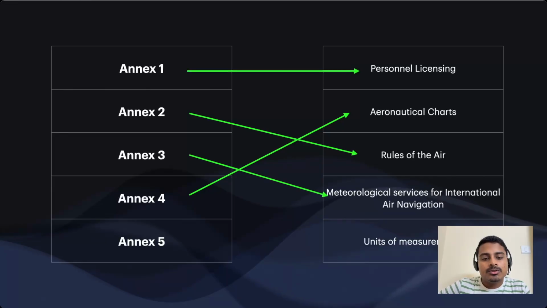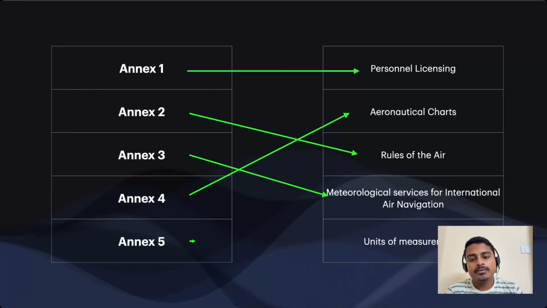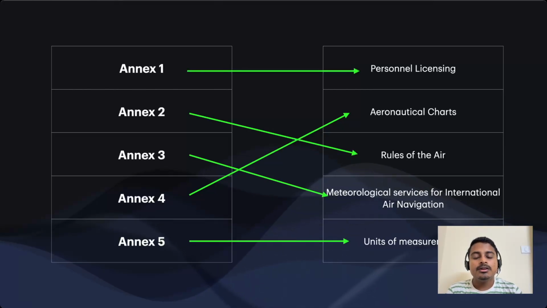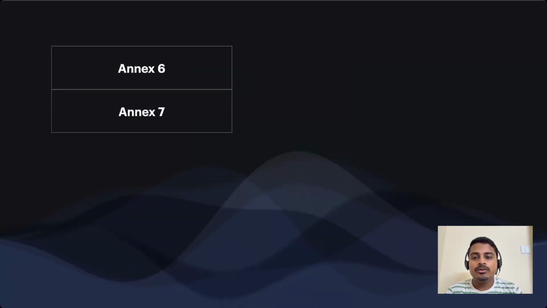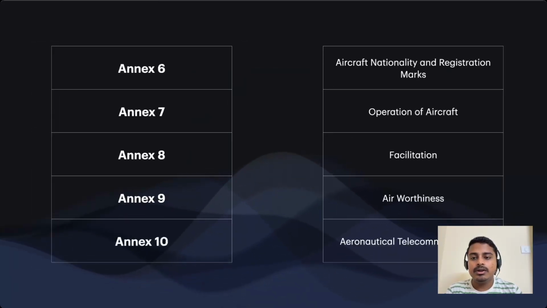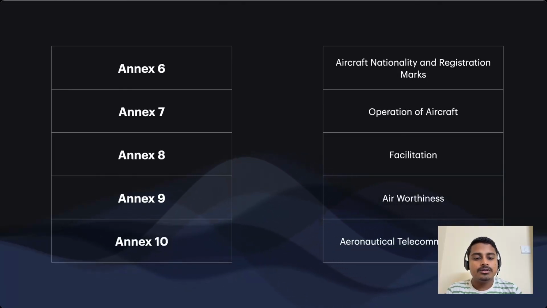Annex 3 talks about the meteorological services for international air navigation. And then Annex 5 talks about the units of measurements. You need to remember all these annexes. There are a total of 19. You have to remember all the annexes with their numbers. Right? Moving on to the next one, we have Annex 6 to 10 and then their corresponding roles.